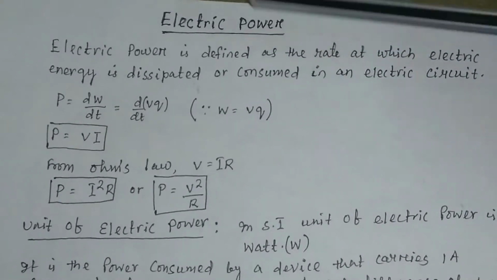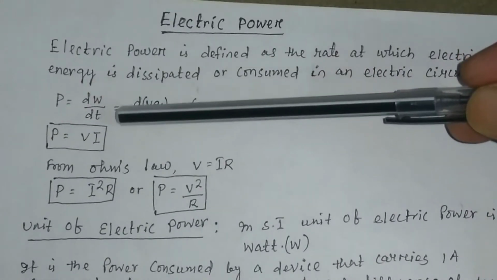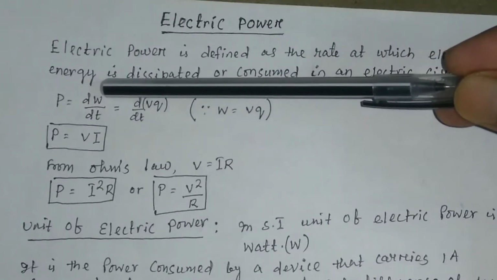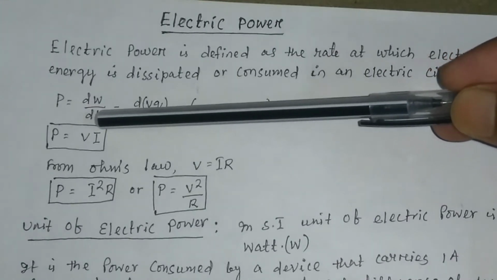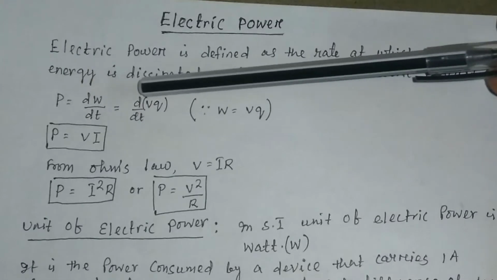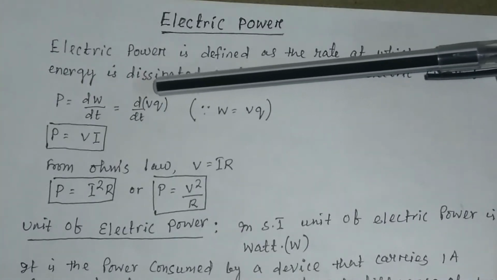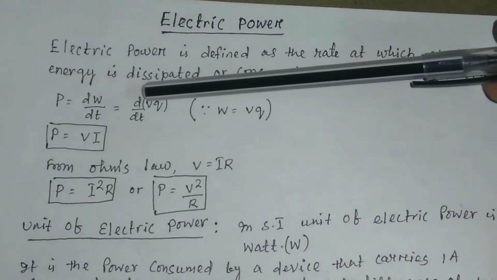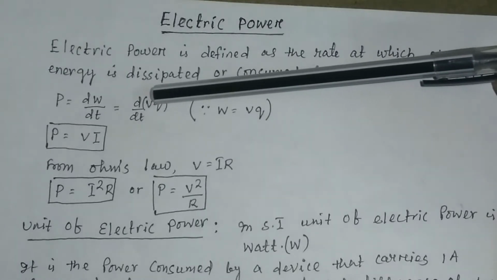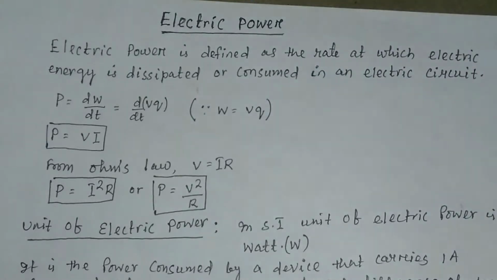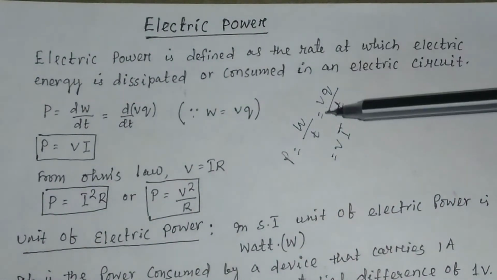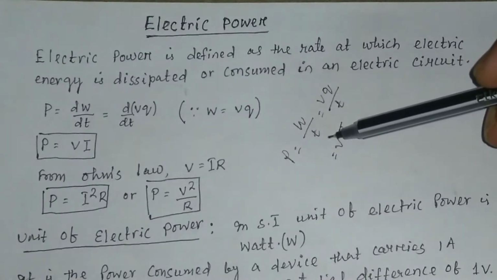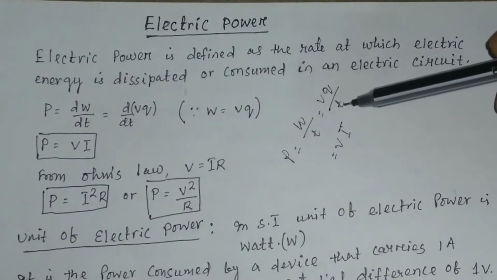Mathematically, you may define electric power P equal to W by T. If you take a small amount of work, you write dW, and for small time you take dt. So dW by dt, or you may write V into Q divided by dt. Sorry, this will be in derivative form. You do it like this: P will be equal to W by T, that is equal to VQ divided by T.